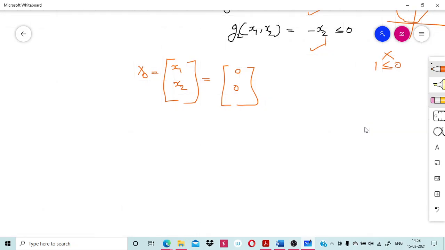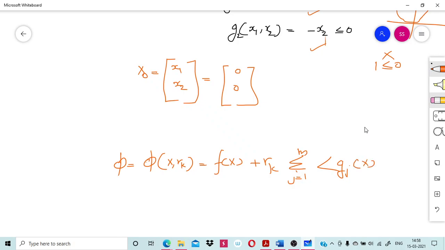How to transform the problem? By introducing the function phi. Phi is a function of x and r k, equal to f of x plus r k sigma j equal to 1 to m of gj of x whole cube. So this is our function after transformation.